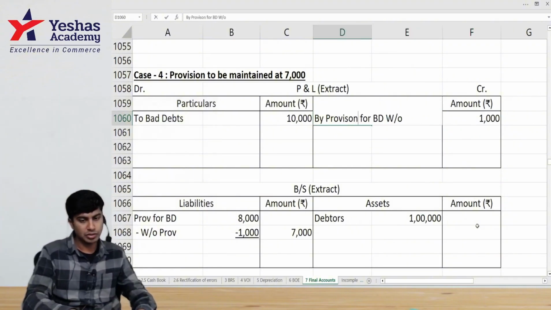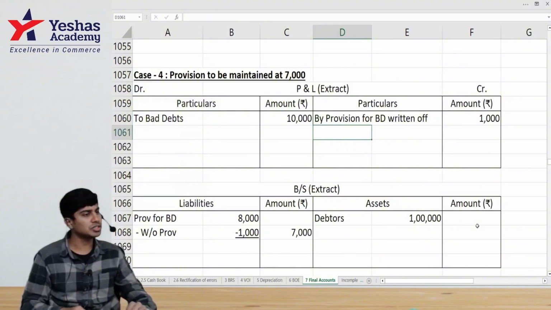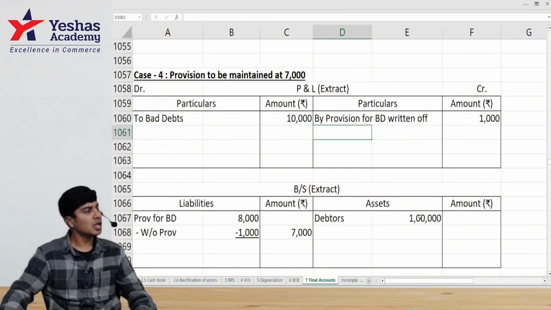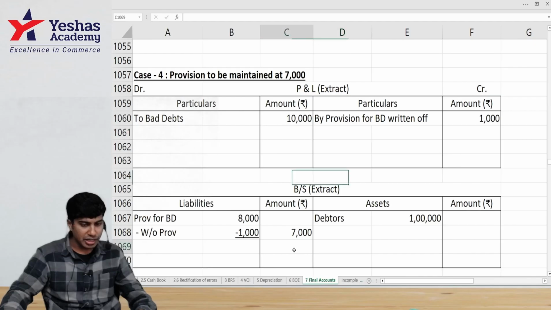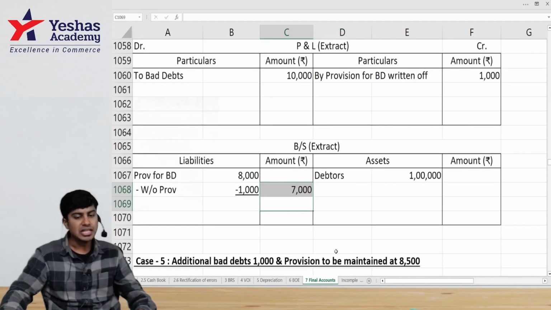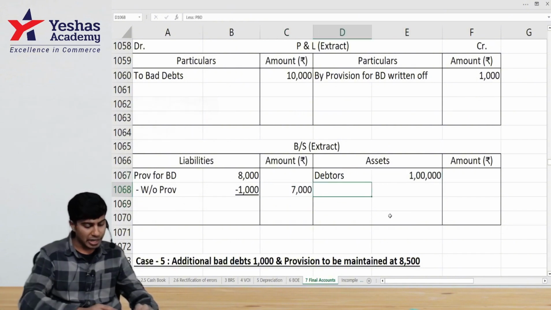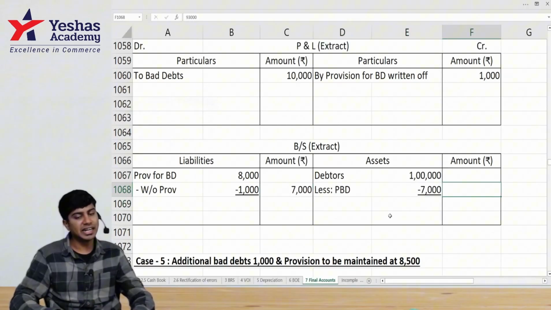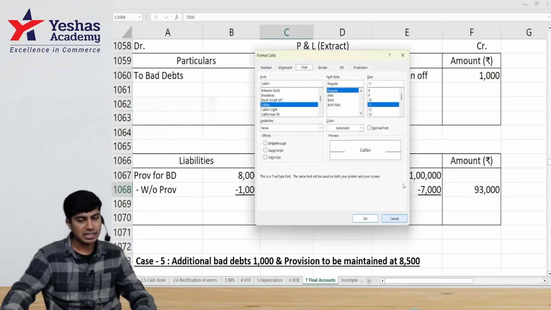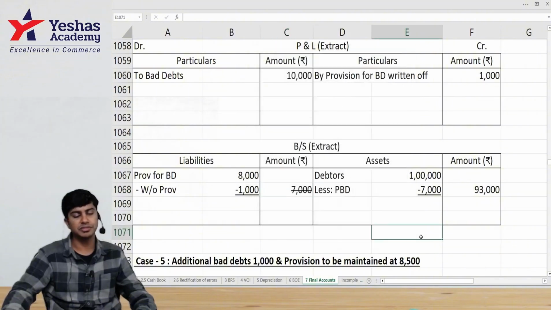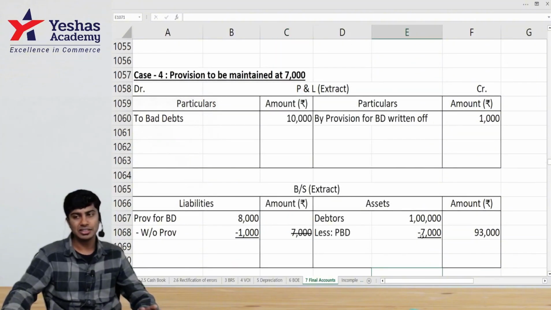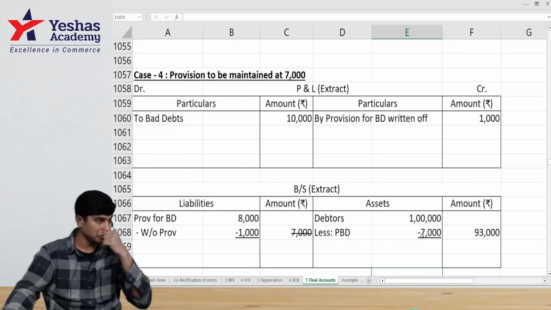Provision for bad debts written off. I hope you all understood. The last point that I want you to notice, when we wrote provision in our balance sheet liability side, 7,000 rupees, it's fine, but this provision is created against a specific asset, debtors. So I would shift it from my liability side to asset side, deduct it from my debtors and make my debtors 93,000 for the sake of presentation. That's the last shot. I hope you understood case 4.